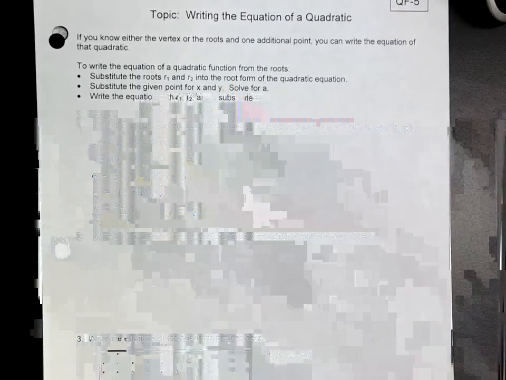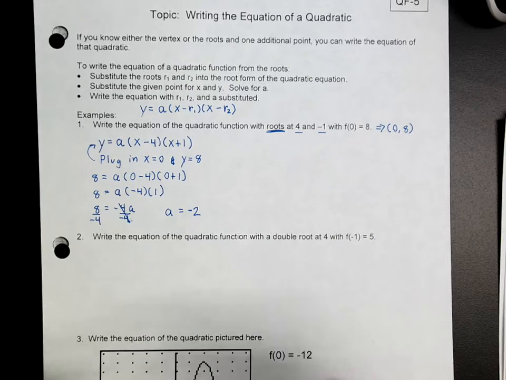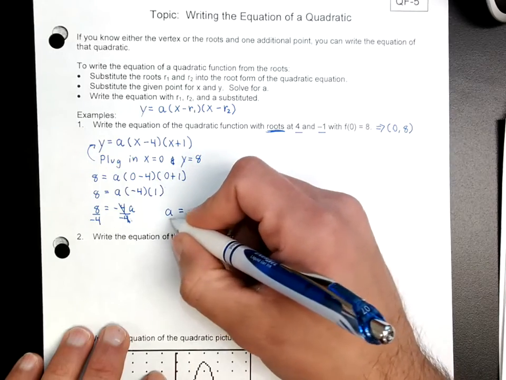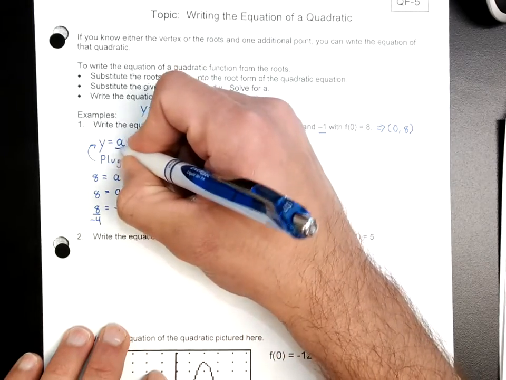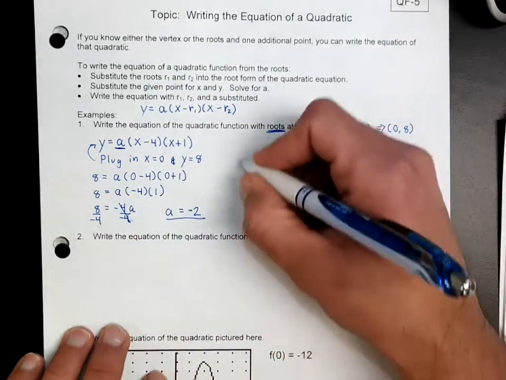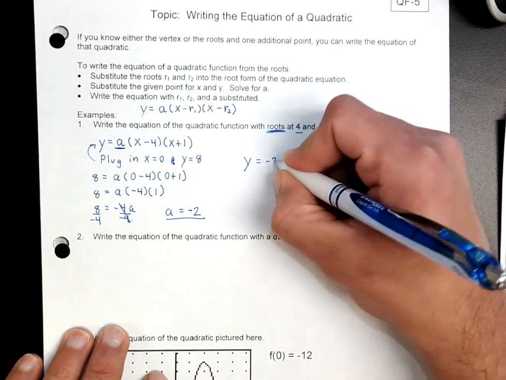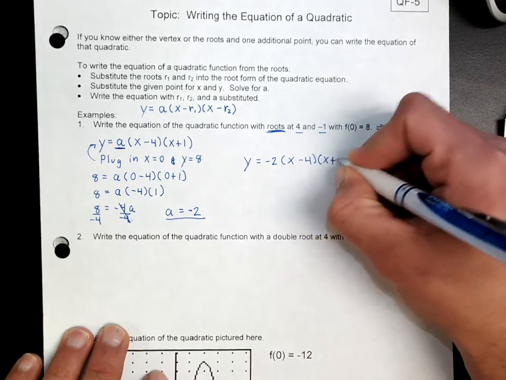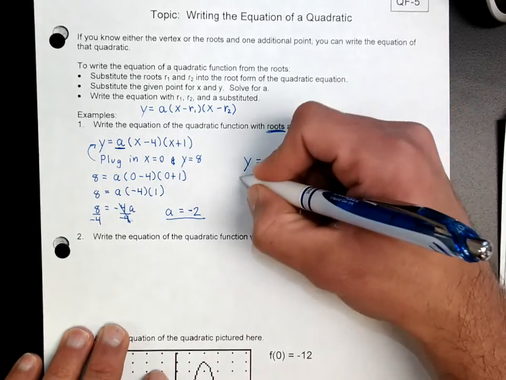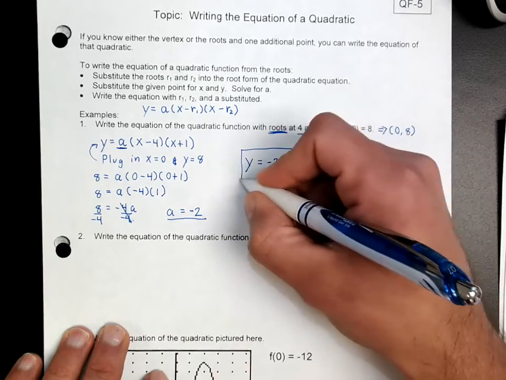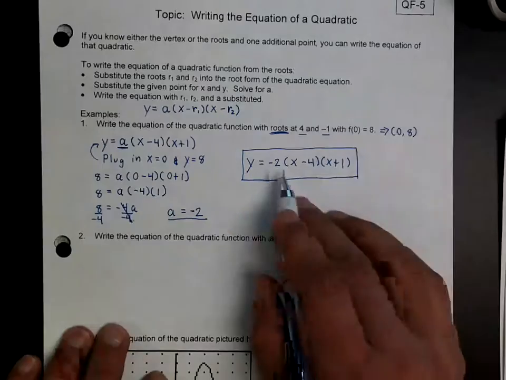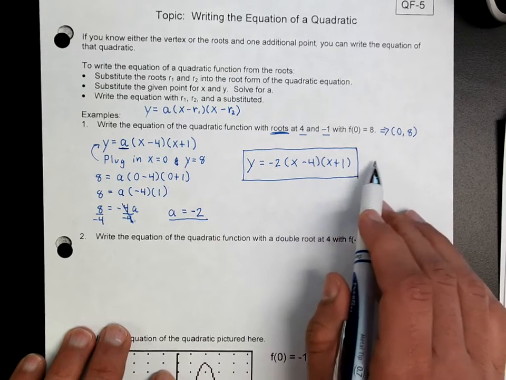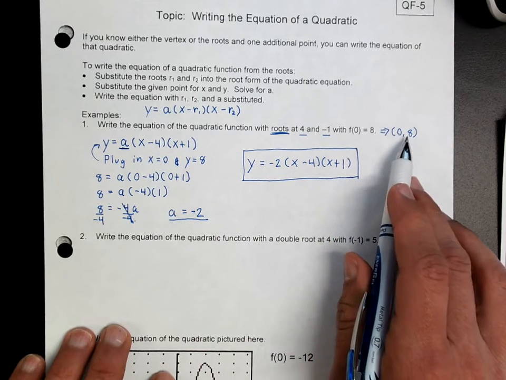So that's not the whole answer, though. You actually have to rewrite the equation. So now we know that a is equal to negative 2, and that's going to go right here. Okay? So my answer is y is equal to negative 2(x - 4)(x + 1). And that's my answer. Now, a good way to check this is to put this in your calculator. When you look at the table, you should have that point.